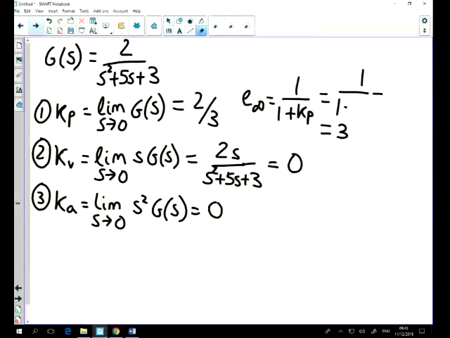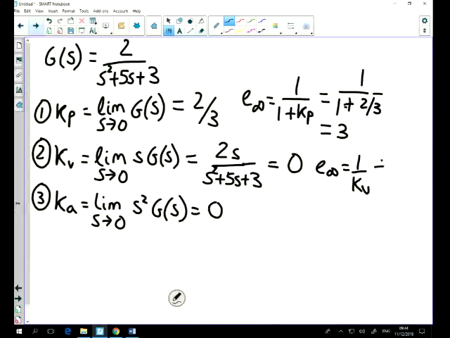So when you're looking at it in the video, you can see. So that's maybe an easier way of working out the error. But there you go, that's another way of doing it. And obviously for the other two, for this one, the error is 1 over Kv. So this is to do with ramps, putting in ramps into the system and looking at how much they converge or diverge. So that's obviously going to be tending to infinity. 1 over 0 is infinity, and this one's the same.